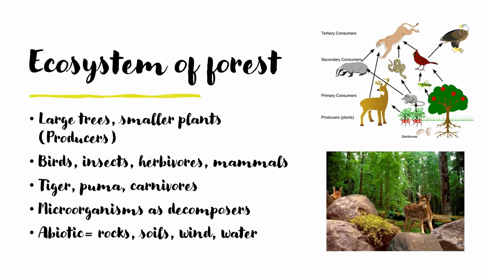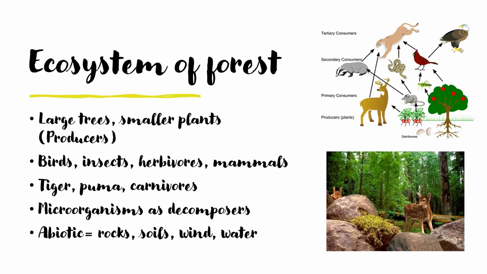In the ecosystem of a forest, plants are known as producers, because plants do the important process in nature known as photosynthesis. In photosynthesis, sunlight is converted to chemical energy known as glucose.